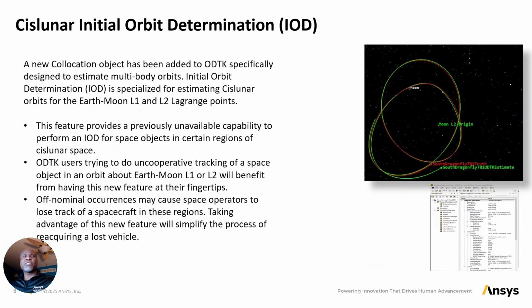Continued planned exploitation of the Cislunar region of space has spurred the need for new capabilities in order to safely operate spacecraft around the L1 and L2 Lagrange points. The same concerns that exist in geocentric space, such as maneuver plotting, collision avoidance, and contact scheduling, all exist in Cislunar space. Consequences of failures in these regions can be far costlier to recover from. In response, ODTK will now include Cislunar initial orbit determination functionality, designed specifically for vehicles operating in these multi-body gravitational environments.